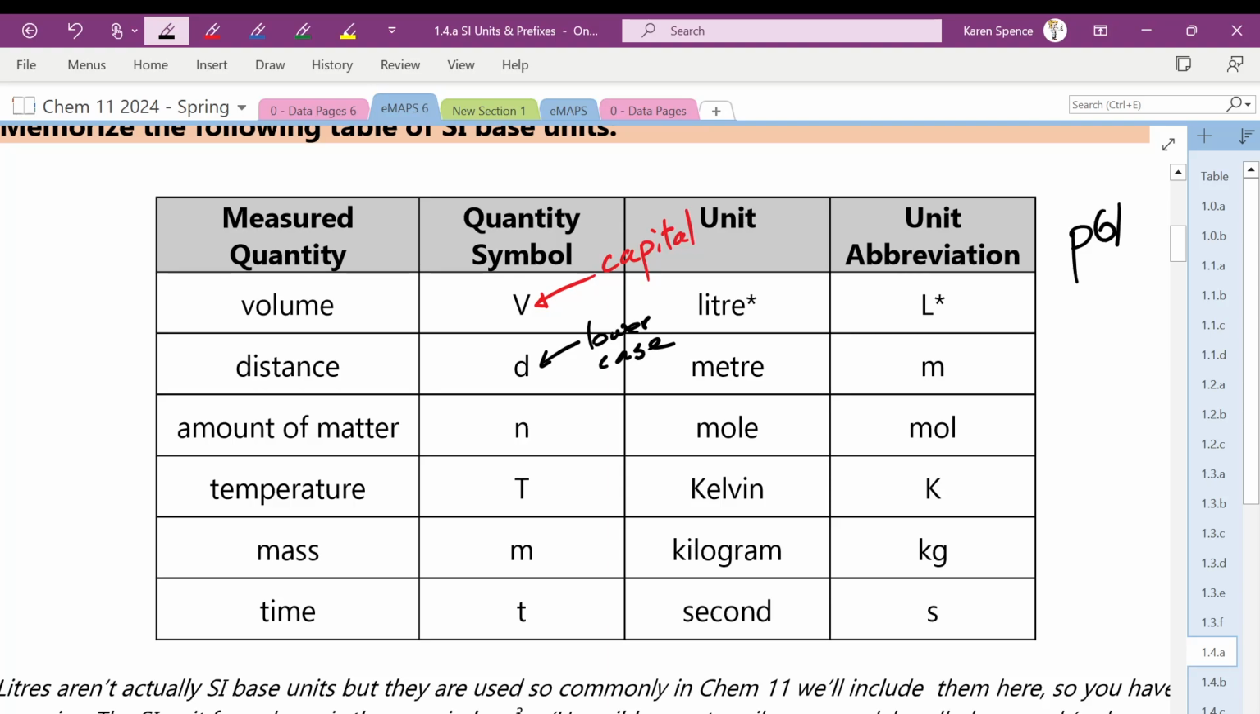And amount of matter, this is going to be the one that's going to be hard for you to remember for now because it doesn't mean a lot to you, okay? N, the amount of matter. It's actually a way of counting atoms.